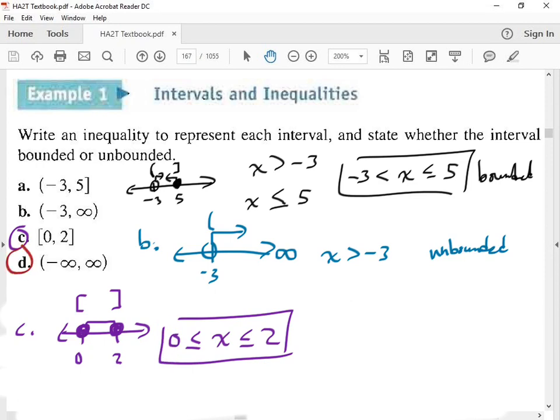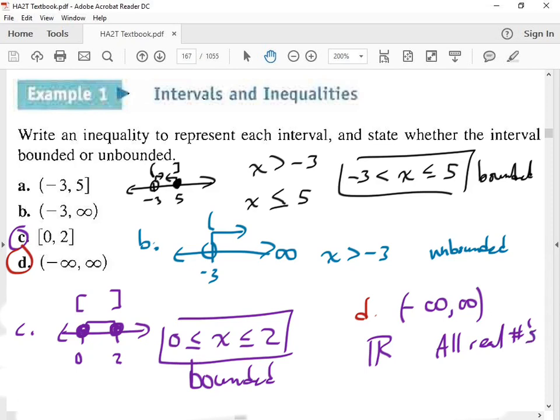All right, last one, letter D. Oh wait, we forgot to say if C is bounded or unbounded. What do you think, students? Bounded. It is bounded. Okay, and then we got letter D. We have negative infinity to positive infinity. Now I know what the book says for this, but I don't like it. I almost never write inequalities for this. I would just say all real numbers. You do a double line and do that, or you actually say all real numbers.